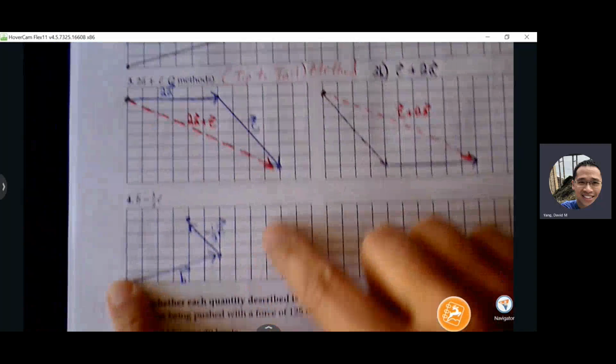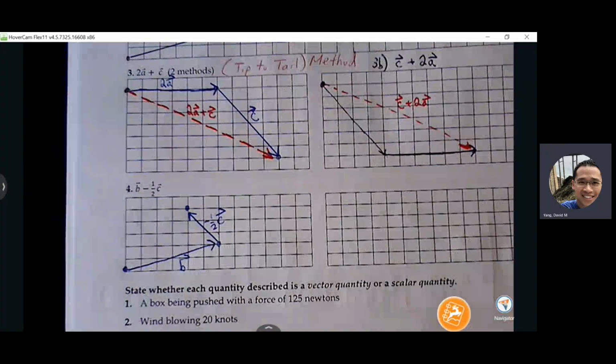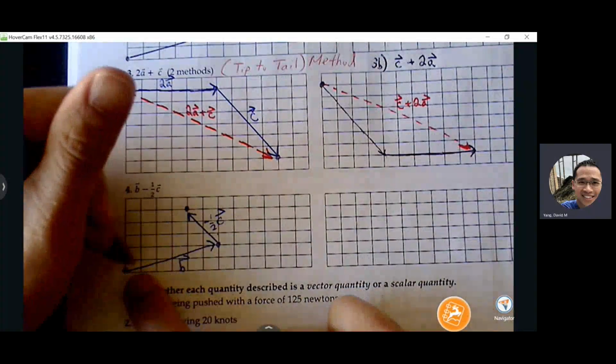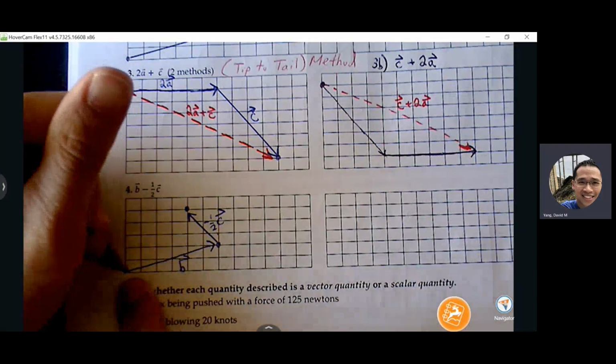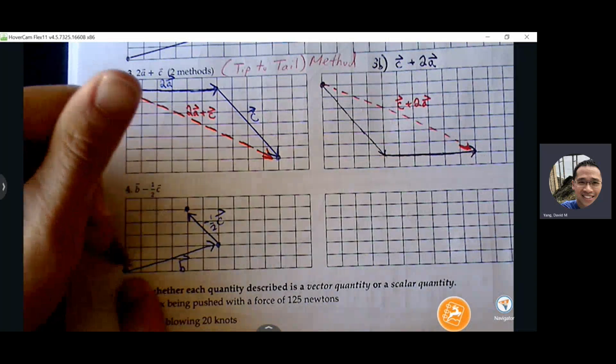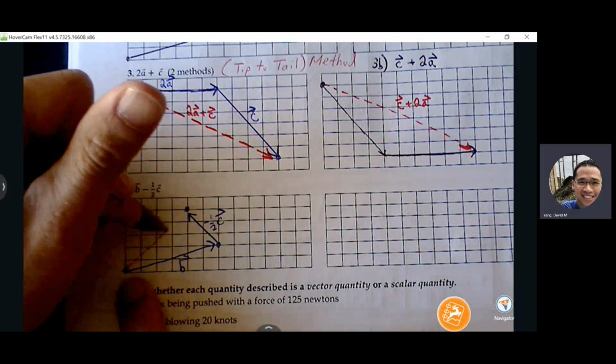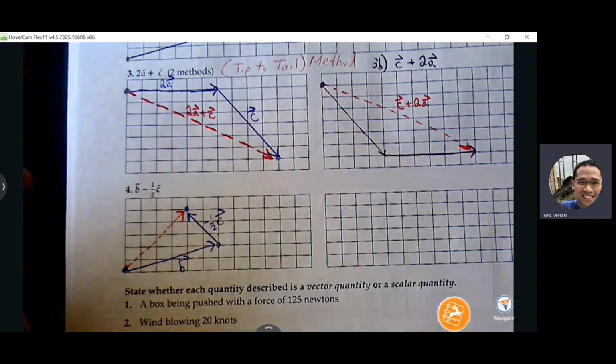I started here, I ended here, so if I connect those two, your tail is going to be at the beginning, and your tip is going to be at the end. Label all the lines. Yes.